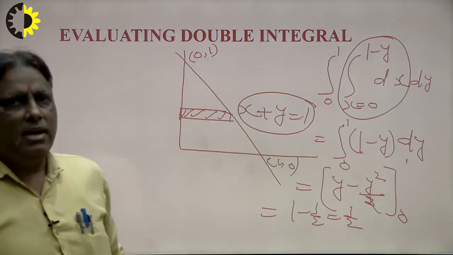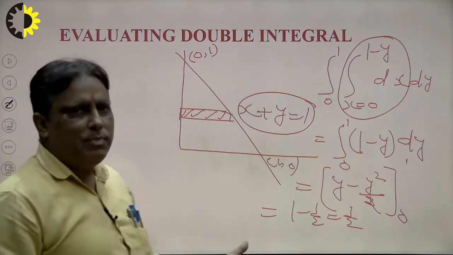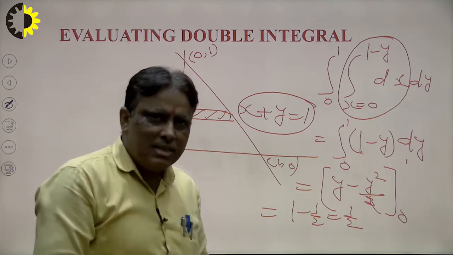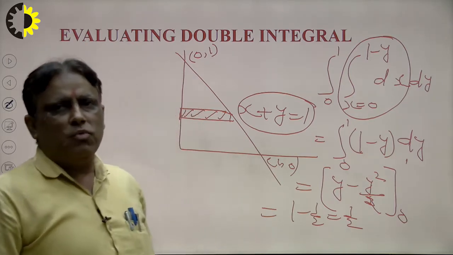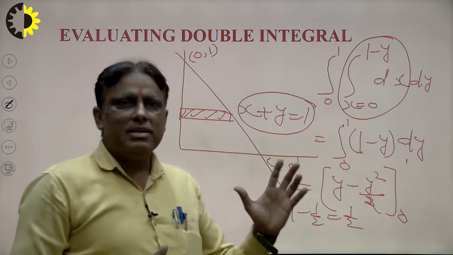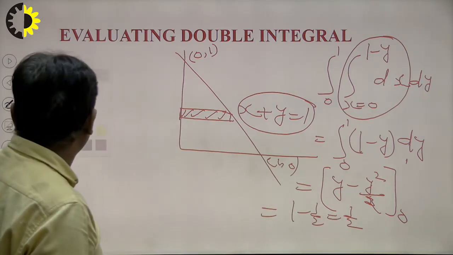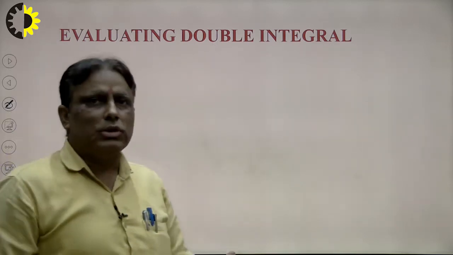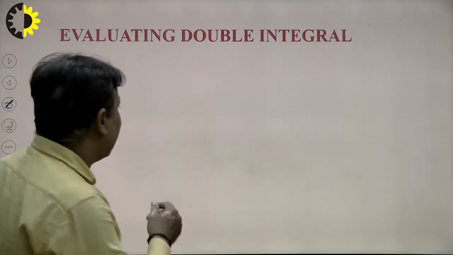So we see here, any student can take the strip parallel to the x-axis and any student can take the strip parallel to the y-axis, and after the solution the answer will be the same. So in this way we can consider it. First of all, draw the diagram. Suppose we consider another diagram.